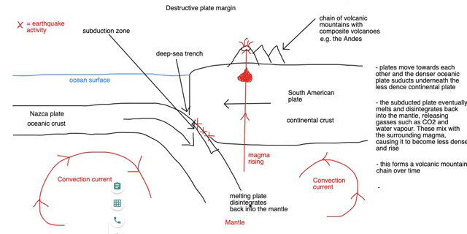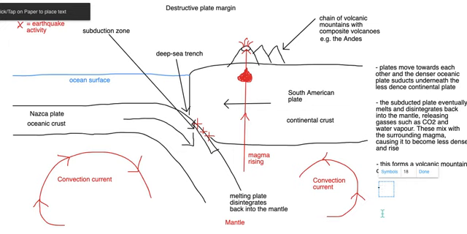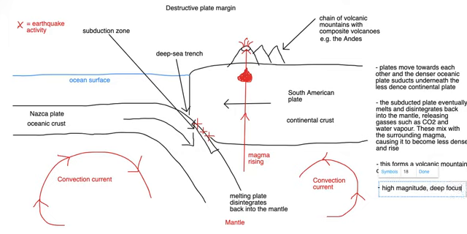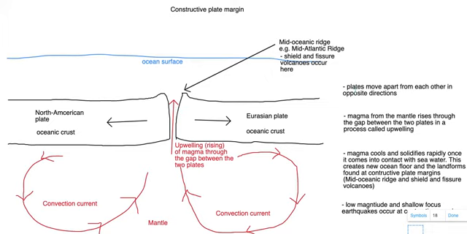So the final bullet point is going to be about the earthquakes. So high magnitude, deep focus earthquakes occur at destructive plate margins. Remember, deep focus means they're quite deep underground compared to earthquakes at constructive plate margins.